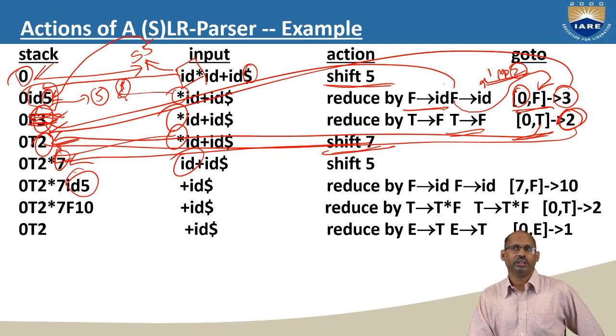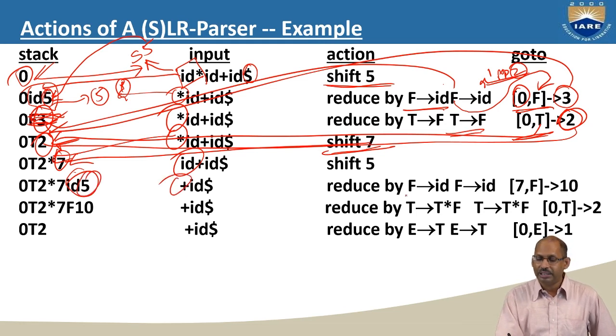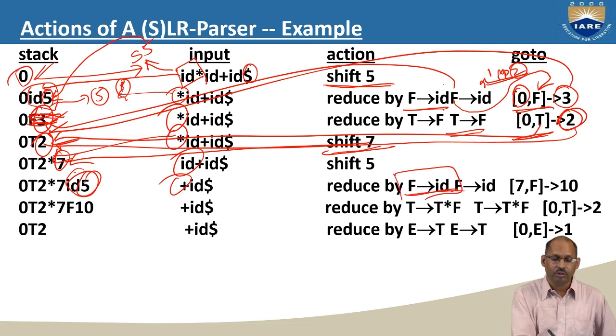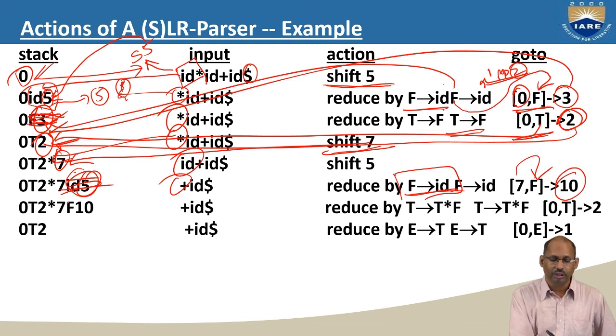Okay. So here ID 5 and plus. What is 5 and plus? Reduce F gives ID, 1 element. So remove 2 elements. Then 7 and F. 7 and F gives 10. So store F and 10.